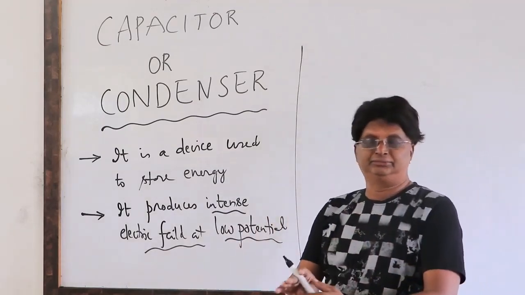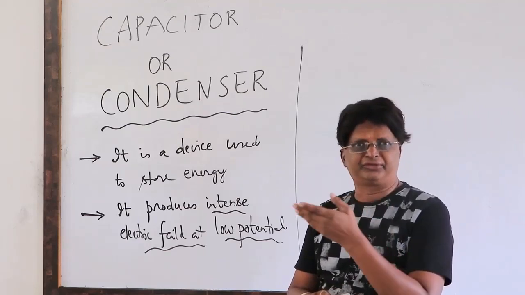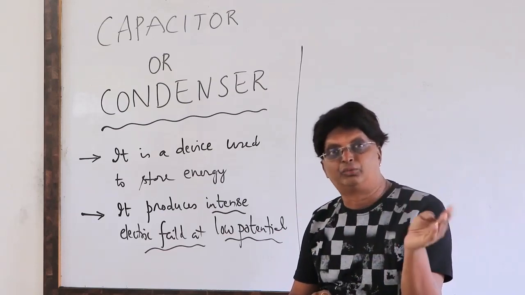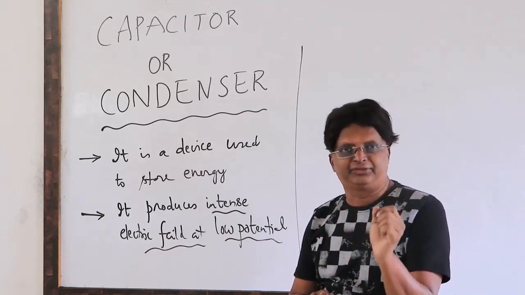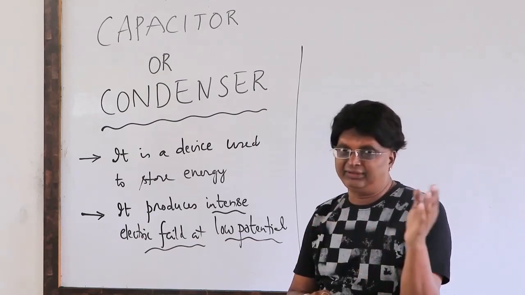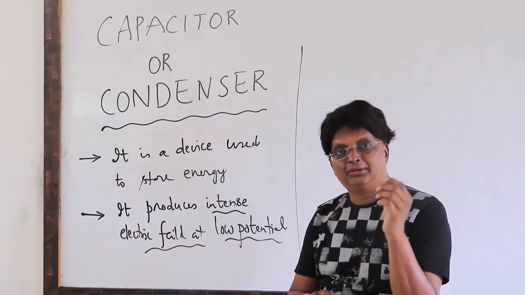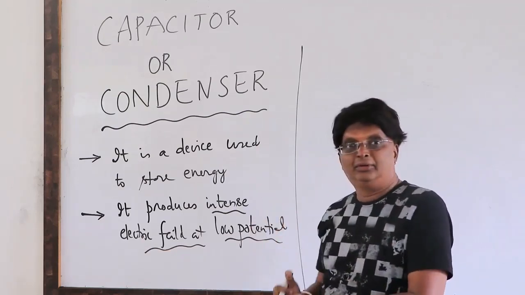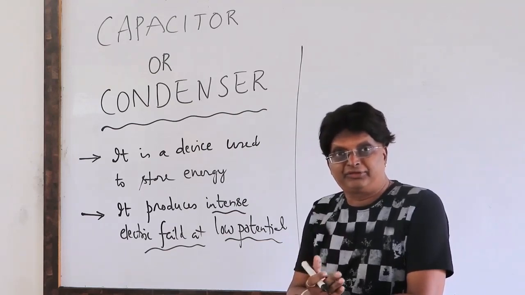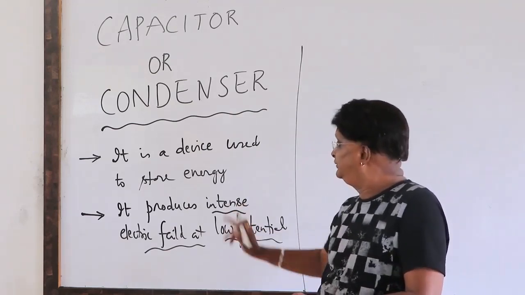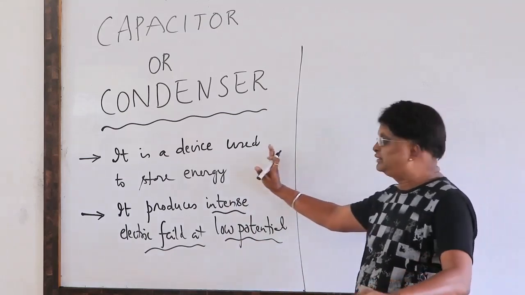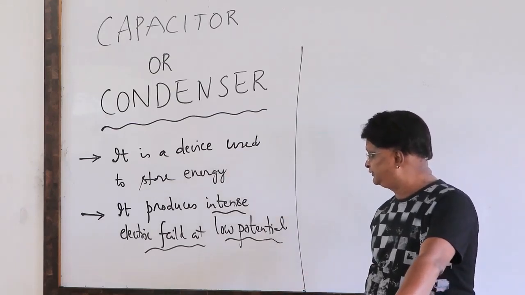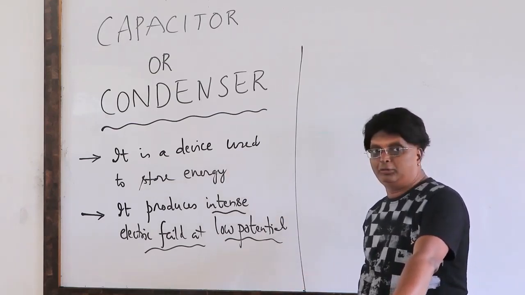Very low voltage. Afterwards, regardless of syllabus, we will discuss capacitor applications, where we use it and all, because these are all interesting things. Nothing is given in our syllabus about it, but let us not always stick completely to our syllabus. There you will understand what big applications or uses we find using a capacitor. So it's an energy storing device, and it produces intense electric field at low potentials.